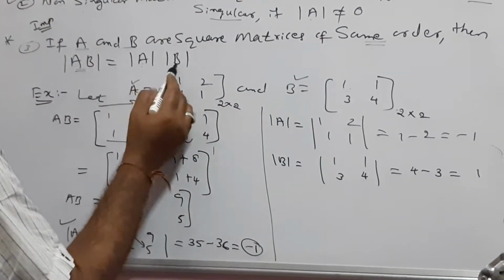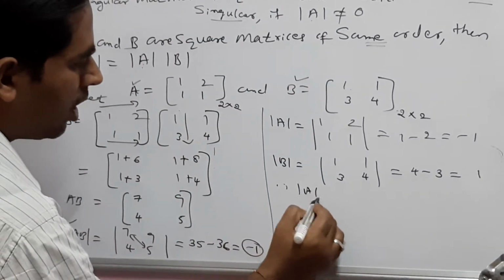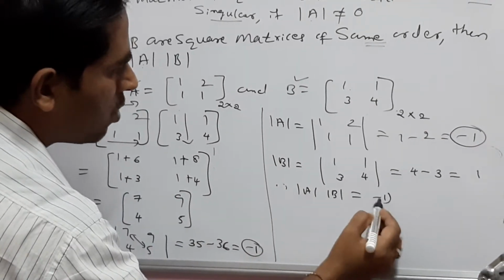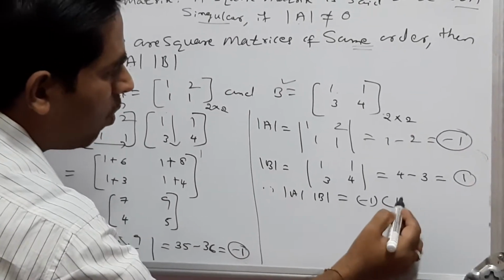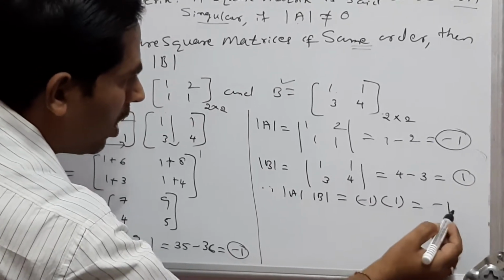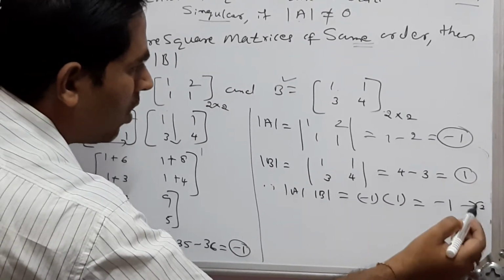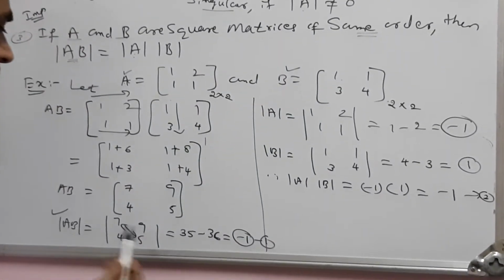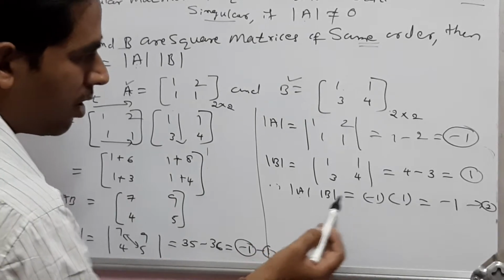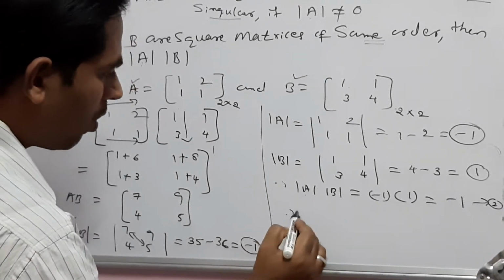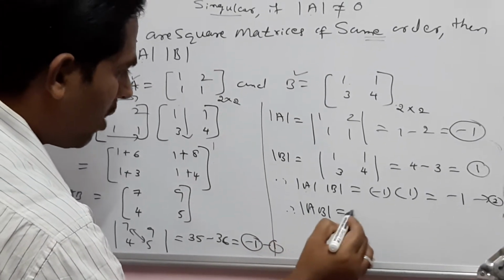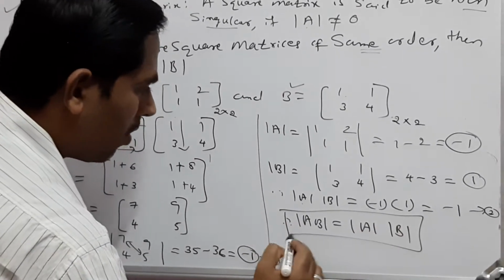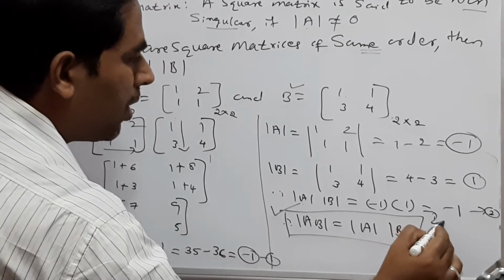Now I will consider the product on the right hand side. Therefore, determinant of A into determinant of B is equal to, determinant of A is minus 1 into determinant of B is 1. So minus 1 into 1, that will be what? Minus 1. Let us call this equation 2 and let us call this equation 1. By equation 1 and 2, what we got? Determinant of AB is minus 1, determinant of A into determinant of B is minus 1. Therefore, you can easily say that determinant of AB is equal to determinant of A into determinant of B. So this is a very, very important property.